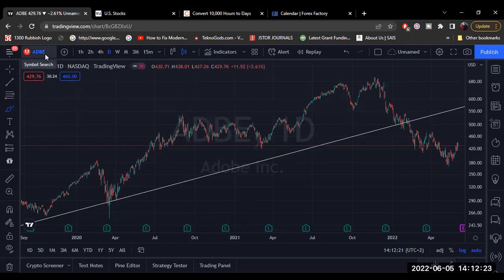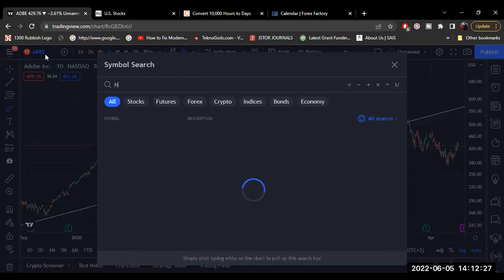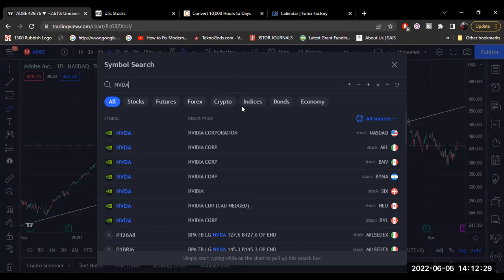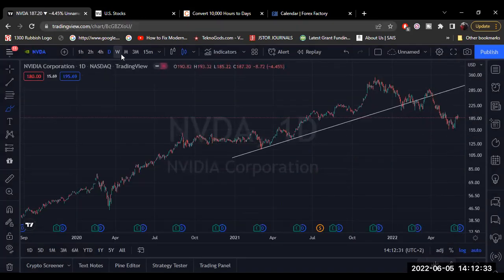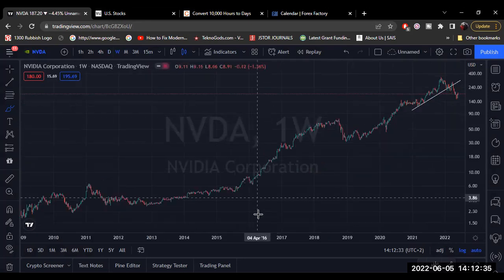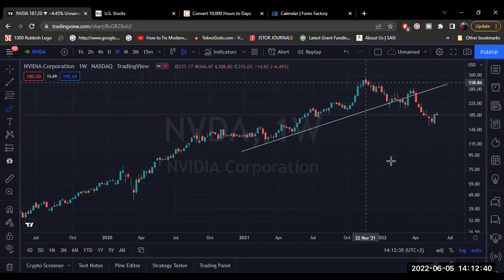Adobe crossed the threshold. NVIDIA is the last one I'm going to look at with you guys, and then we're just going to move on, right? All in NASDAQ, these companies are yearning for some discipline, for some market correction. And it's happening in front of everyone's eyes, right? But people are going to be stubborn.